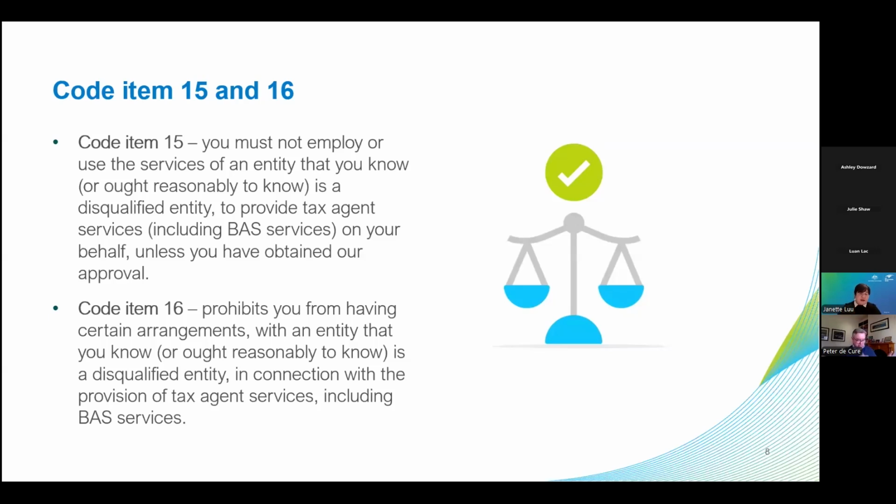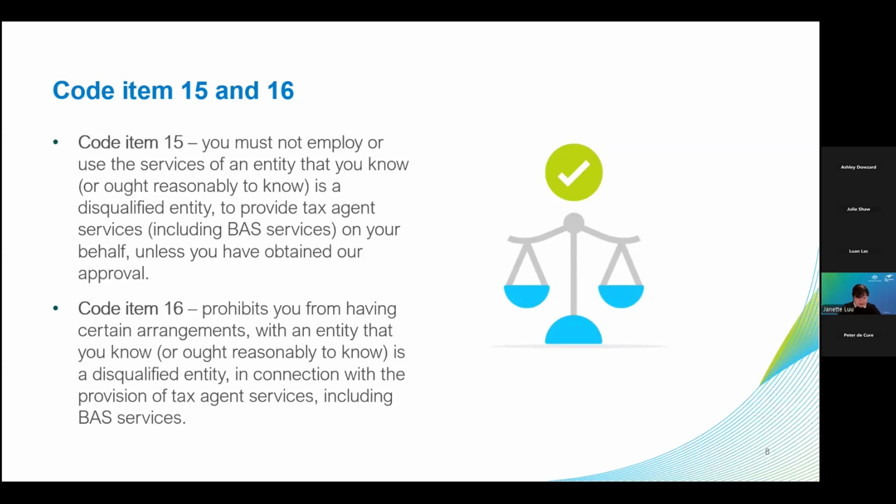So as you can see there on the slide, what code item 15 requires is that you cannot, as a tax practitioner, employ or use the services of another entity that you know or ought to know is a disqualified entity to help you provide tax agent services unless you have approval from the TPB. There are quite a few concepts there, and we'll go through them in a moment, one by one.